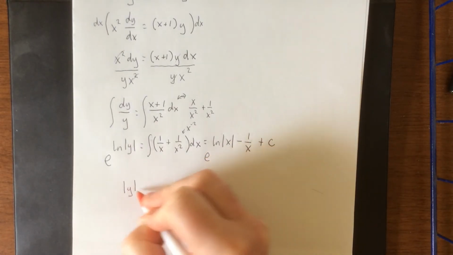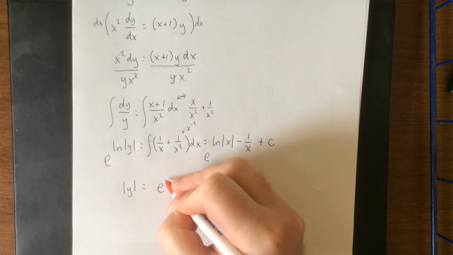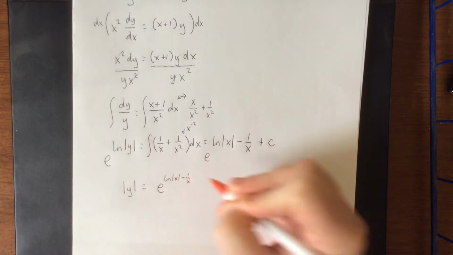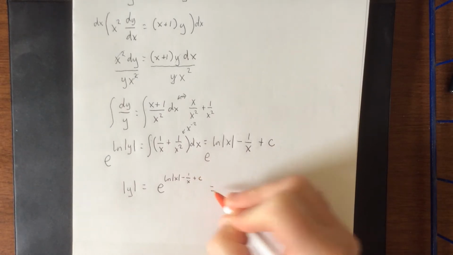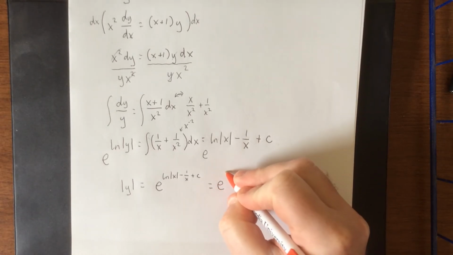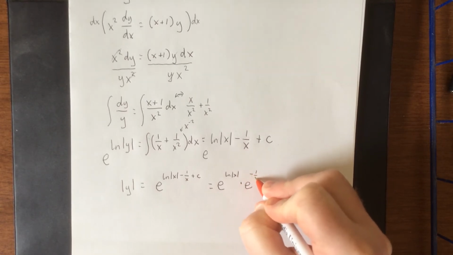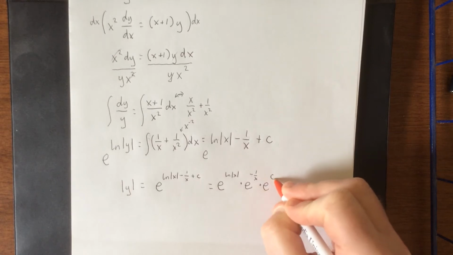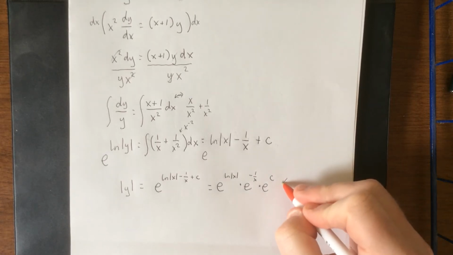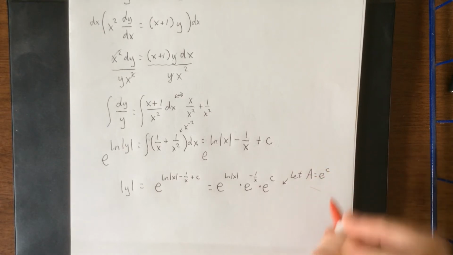On the left-hand side, this will give me the absolute value of y, and on the right-hand side, this will give me e raised to the power of natural log of the absolute value of x minus 1 over x plus c. Using the property of exponents, I can split this into e raised to the power of the natural log of the absolute value of x times e raised to the negative 1 over x times e raised to the c power. Now, c is just a generic constant of integration, and e raised to the power of c would be just another generic constant. So I'm going to let capital A represent e raised to the c power.